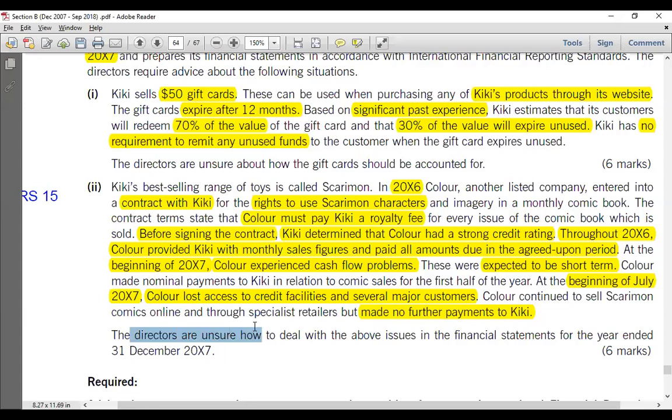The directors are unsure as to how to deal with the above issues in the financial statements for the year ended 31st December 20x7. So now, apparently, the case belongs to which step of IFRS 15? Which step is the question talking about?